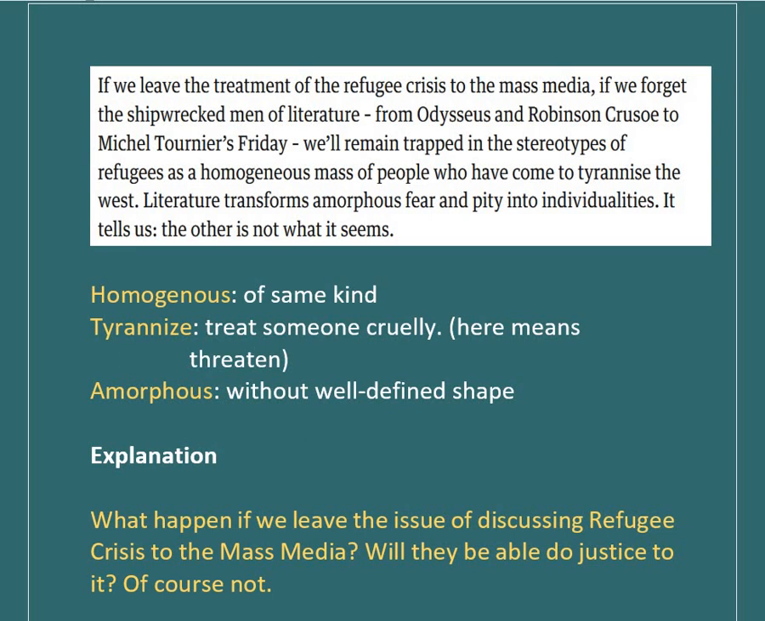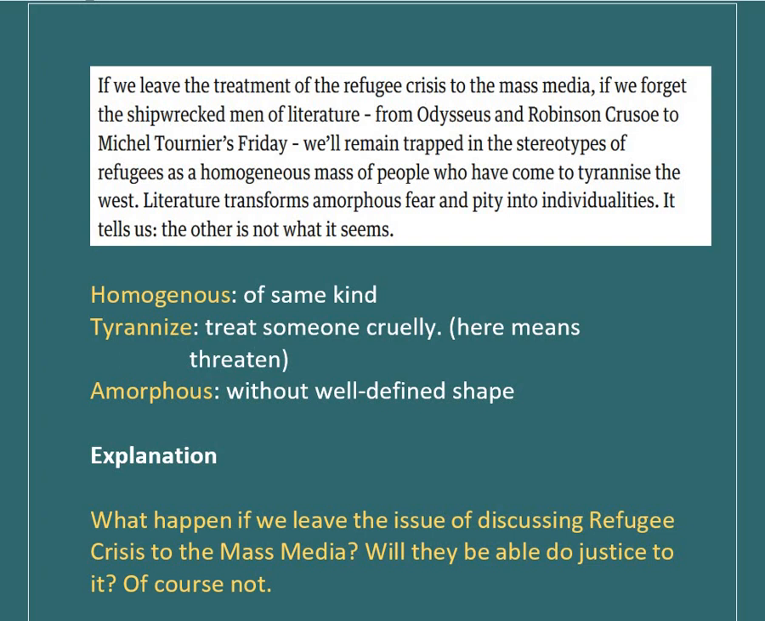And if we are forgetting the shipwrecked men of literature, from Odysseus, Robinson Crusoe, Michel Tournier's Friday. Friday is a work based upon Robinson Crusoe, written by Michel Tournier. We will remain trapped in the stereotype. Stereotype means you can see in cinema, the same kind of characters repeat over and over again. That is called a stereotype.